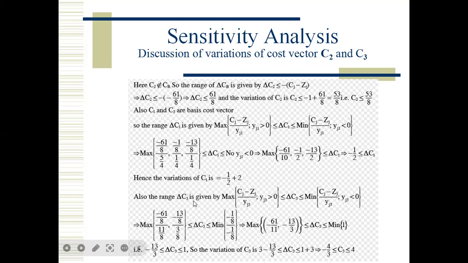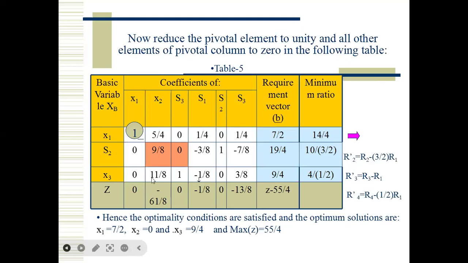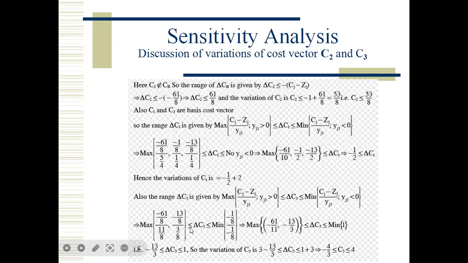Now the change in del C3 is given by the same formula: maximum of the ratios where y3j is greater than 0. In the third row we get 11 by 8 and 3 by 8, which are positive, but this one is negative and it will lie in the negative minimum part. So -61 by 8 divided by 11 by 8, and -13 by 8 divided by 3 by 8 give the maximum part, and minimum of -1 by 8 by -1 by 8. So the inequality is -13 by 3 less than or equal to del C3 less than or equal to 1. In our given objective function C3 equals 3, so adding 3 on both sides of this inequality we get the required change in the third cost vector.